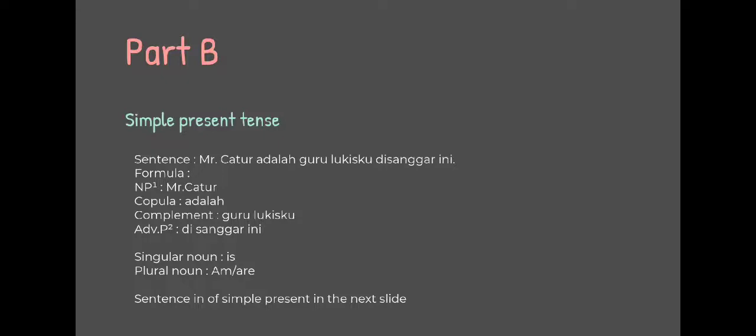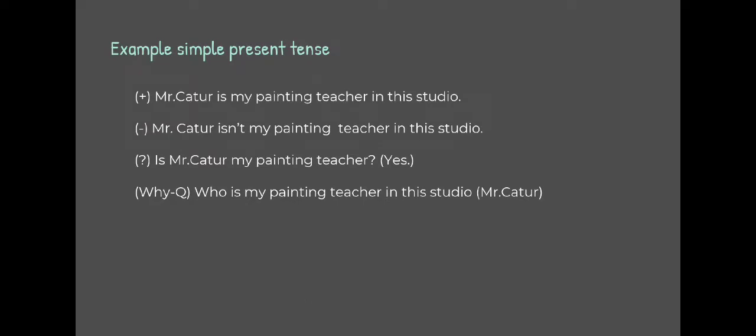Here we have a sentence, Mr. Catur adalah guru lukisku di sanggar ini. So the formula is NP1 is Mr. Catur, copula is adalah, and complement is guru lukis, and adverb plus place is di sanggar ini. And from this sentence we know that Mr. Catur is a singular noun, so we're going to use is. Okay, here's the example of simple present tense in part B.